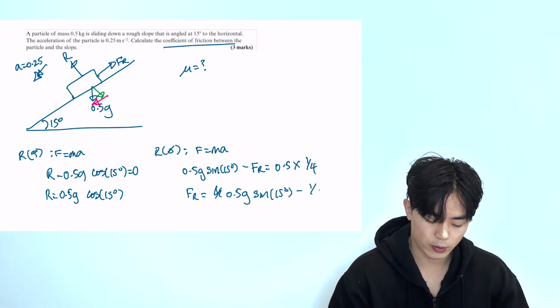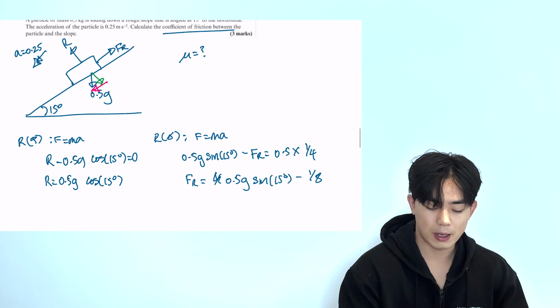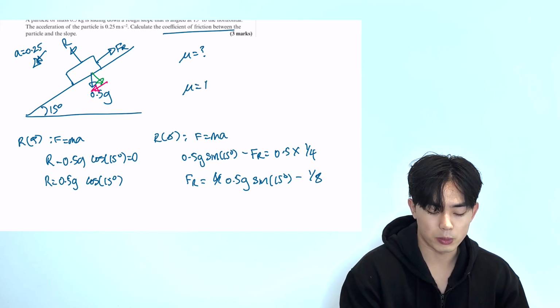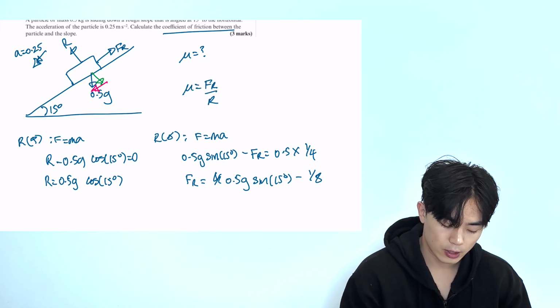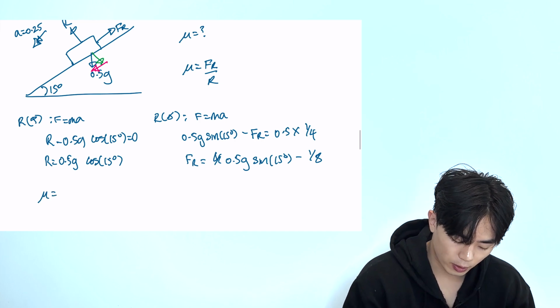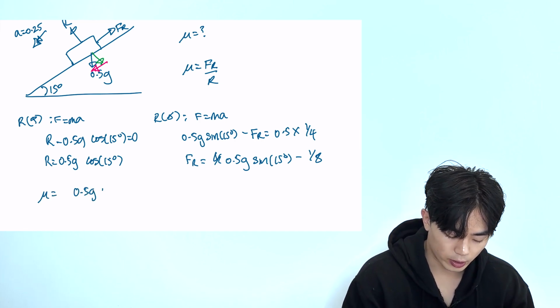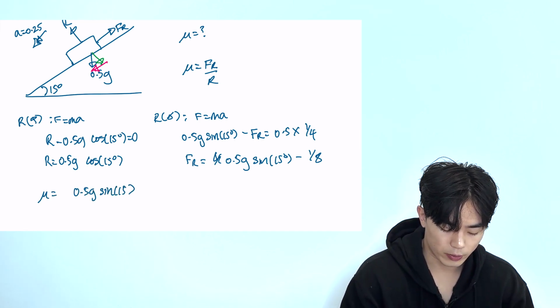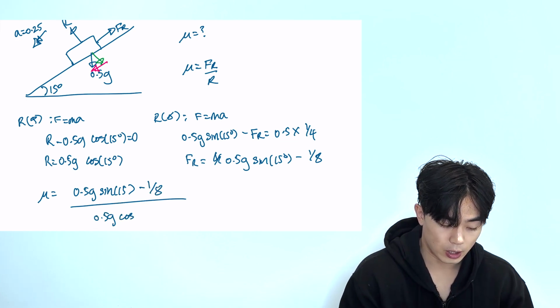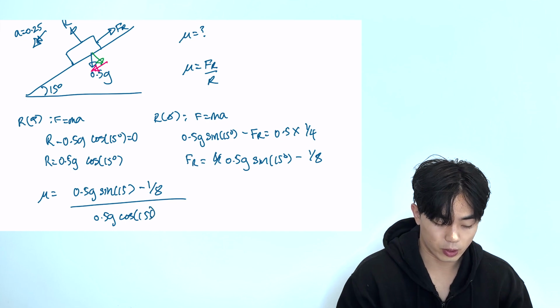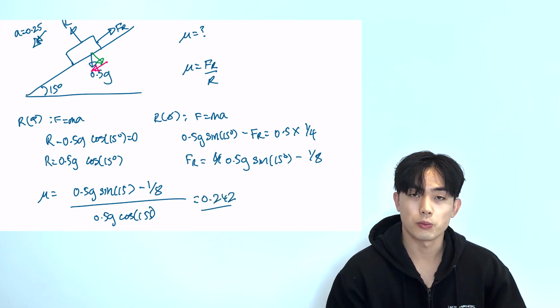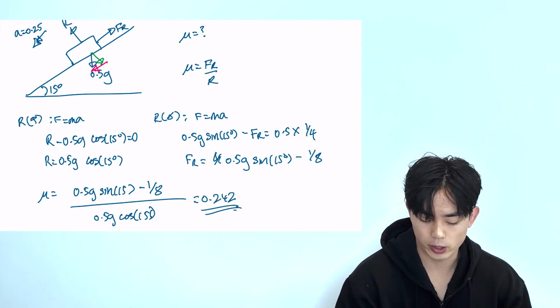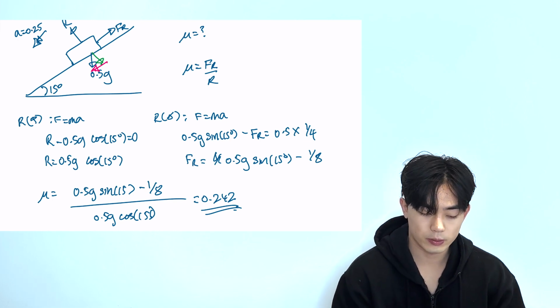And remember, we're trying to find mu, right? And mu we know from the equation F is mu R, is friction over R. So mu we can say is going to be 0.5g sine 15 minus 1 over 8 divided by 0.5g cos 15, and you should get a value of 0.242. The mu value, the coefficient of friction, has no unit, so it's just a number, so you just leave it like this. Let's try another example here.